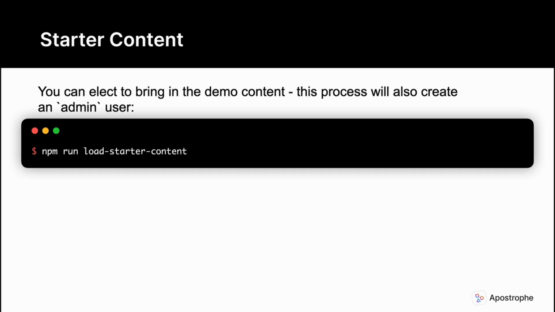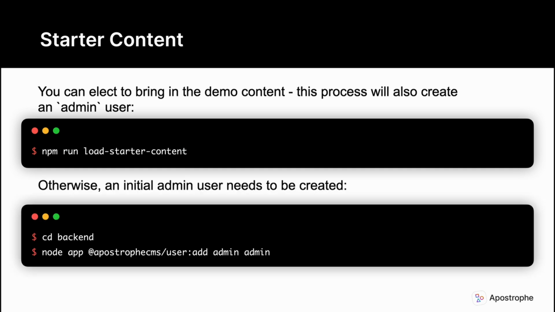Running the load starter content script populates your database with these examples and sets up an admin level user with the username set to admin and a password of your choosing. If you prefer to start with a clean slate, you'll need to create an admin user manually.